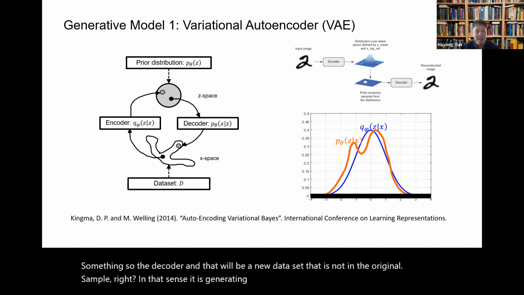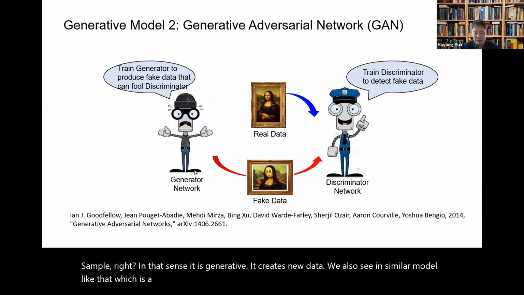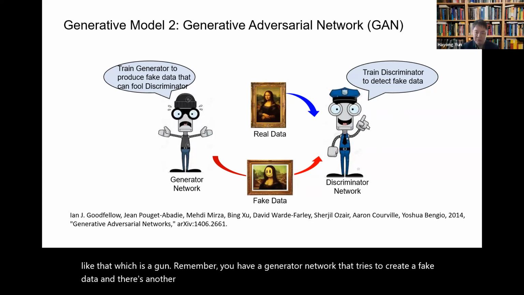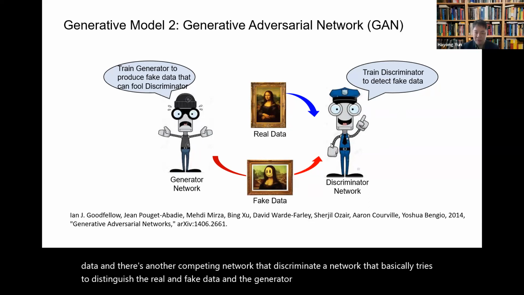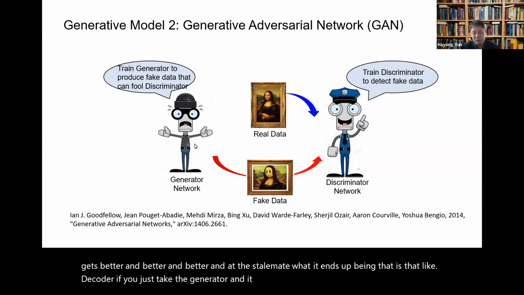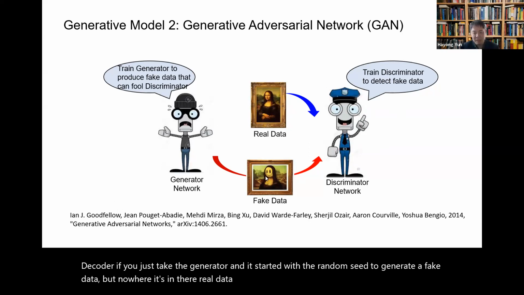It creates new data. We also saw a similar model, which is a GAN. Remember, you have a generator network that tries to create fake data. And there's another competing network, the discriminator network, that tries to distinguish the real and fake data. The generator, trying to fool the discriminator, gets better and better. At a stalemate, like a decoder, if you just take the generator and start with a random seed to generate fake data, it is nowhere in the real data. It is a new thing. So in that sense, it is generative.